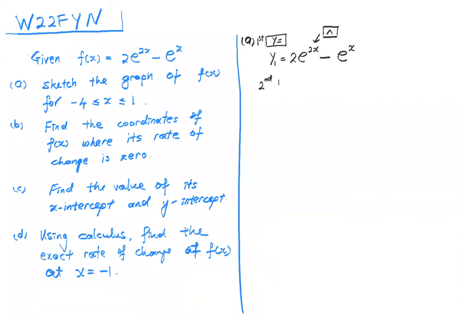So second step, you go to window. Okay, you set your X minimum as negative. Negative, you must use this button. -4. And your X maximum as 1. Done?